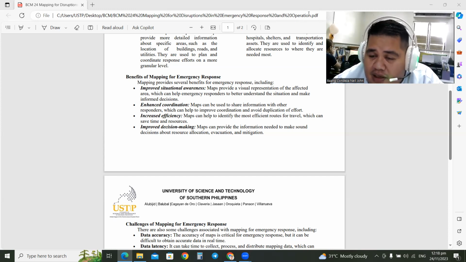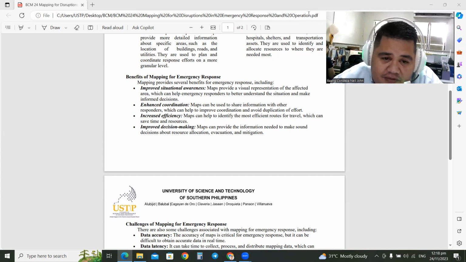If you do not have the maps, then you will have a problem, right? So the fourth benefit of mapping for emergency response is improved decision making. Maps can provide the information needed to make sound decisions about resource allocation, evacuation, and mitigation.